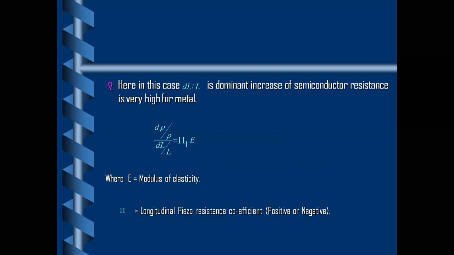So d rho by rho divided by dl by l is nothing but the product of pi, that is longitudinal piezoresistive coefficient, multiplied by Young's modulus E. This particular pi can be considered as positive, or it may also be negative. You have to remember that particular thing.